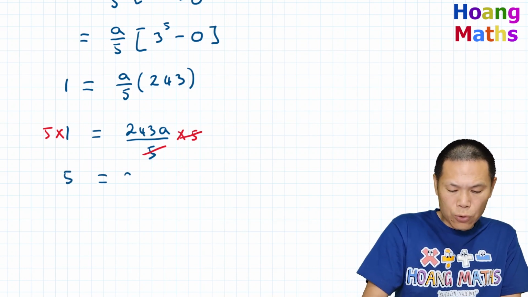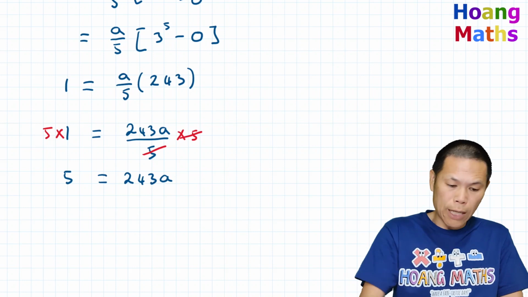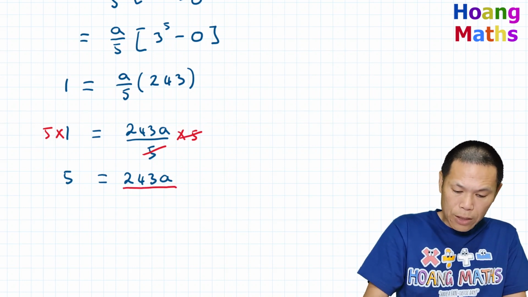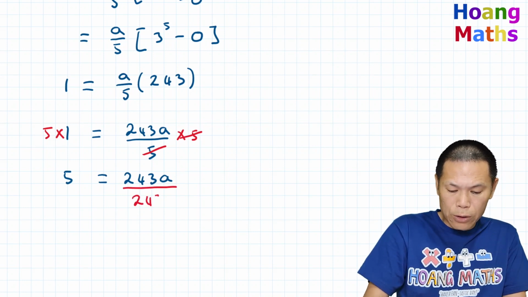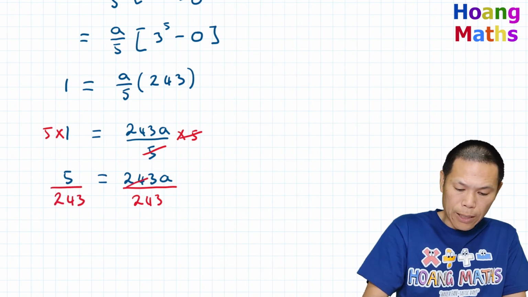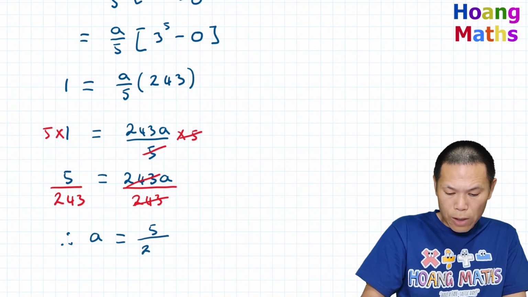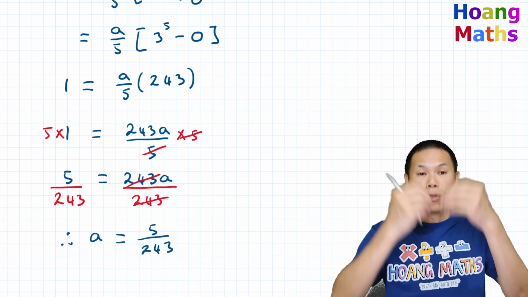That is equal to 243a. So now I just divide by 243 on both sides. That cancels out. So therefore, a is equal to 5 over 243. So there you go.